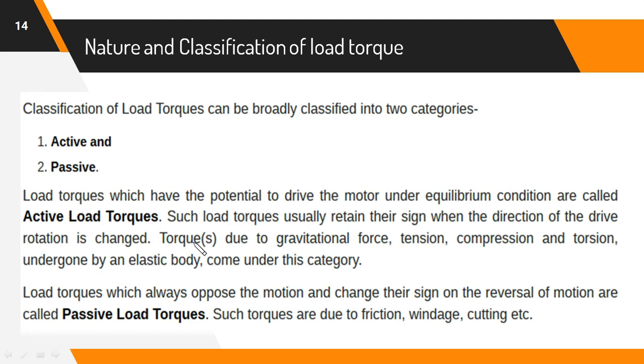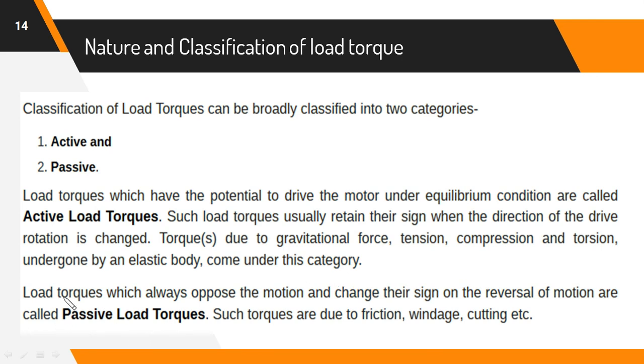If your load is going upward, or if the rotation of the motor is in the reverse direction and there is a change in speed, there is no change in the gravitational force. So their signs will remain constant. Like this, tension, compression, and torsion undergone by an elastic body come under this category.